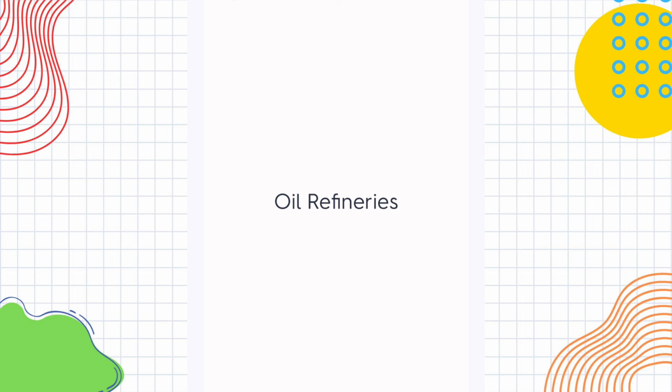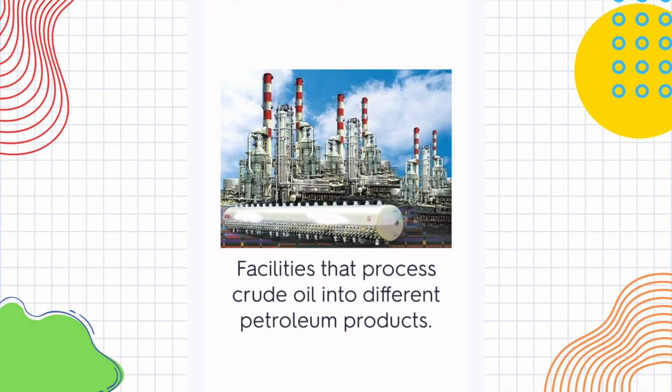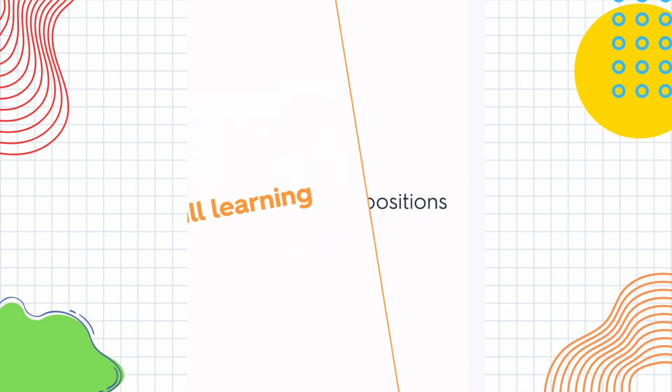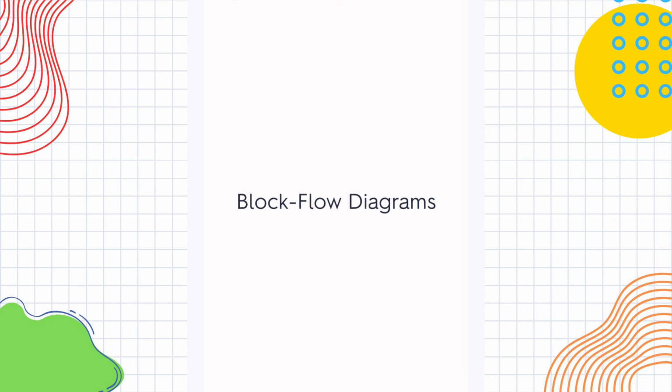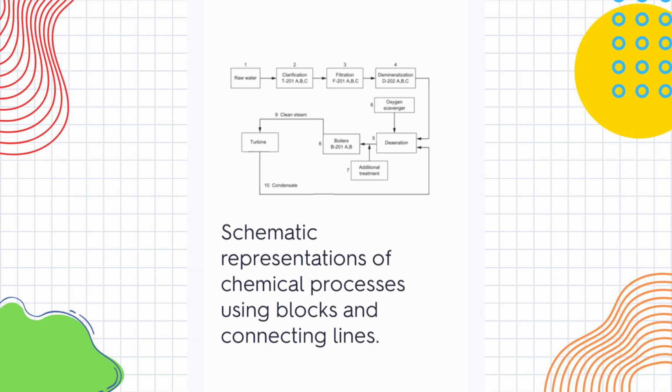Oil refineries. Facilities that process crude oil into different petroleum products. Chemical compositions. The makeup of chemicals in a mixture. Block flow diagrams. Schematic representations of chemical processes using blocks and connecting lines.